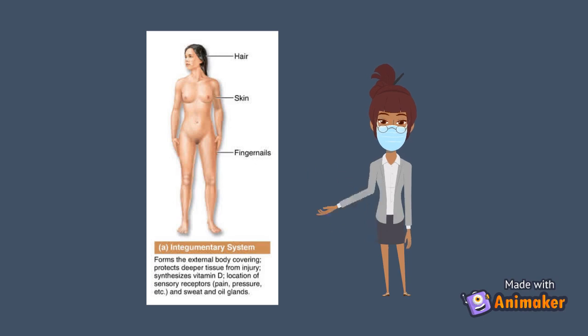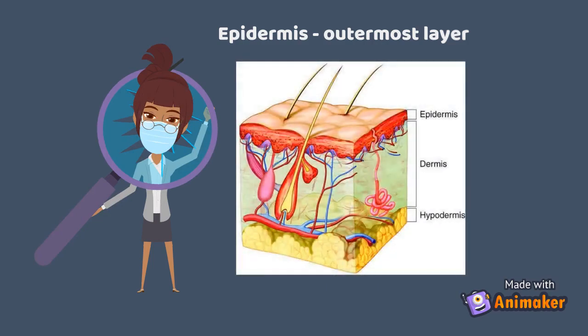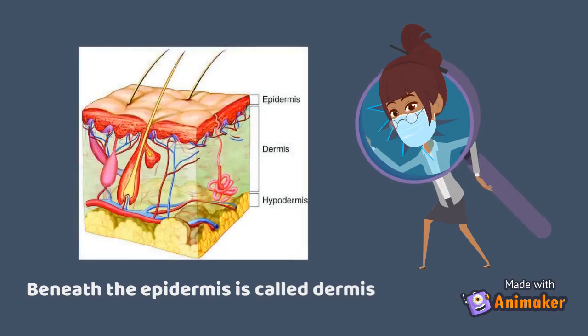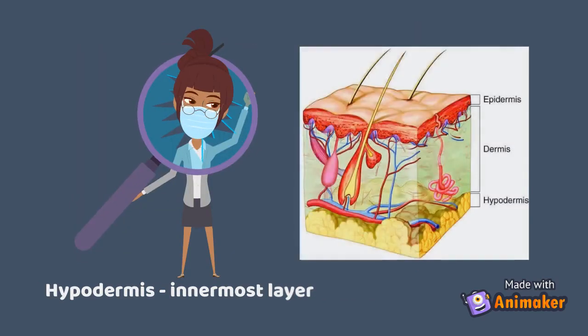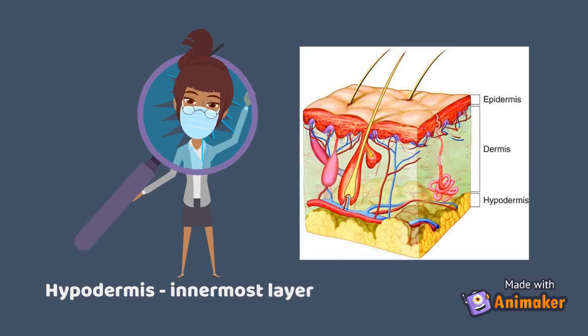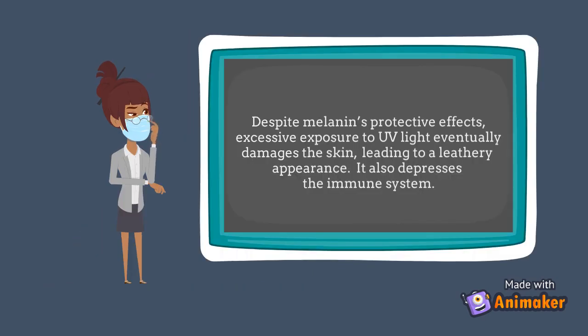Just like other organs, the skin also has different parts and functions. The outermost layer is the epidermis. It provides a waterproof barrier and creates our skin tone. Beneath the epidermis is the dermis, which contains tough connective tissues that help bind the body together. The innermost layer is the hypodermis, which consists mostly of fat. It provides the main structural support for the skin, as well as insulating the body from cold and aiding shock absorption. Despite melanin's protective effects, excessive exposure to UV light eventually damages the skin, leading to a leathery appearance. It also depresses the immune system.